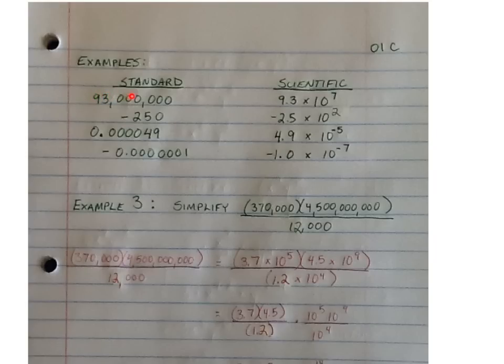So this 93 million, what you could do is you could say there was a decimal here, and we moved 1, 2, 3, 4, 5, 6, 7 spots. And that's why we have 9.3 times 10 to the 7th. In the second example, our decimal moved 1, 2 spots. So we have 10 squared.